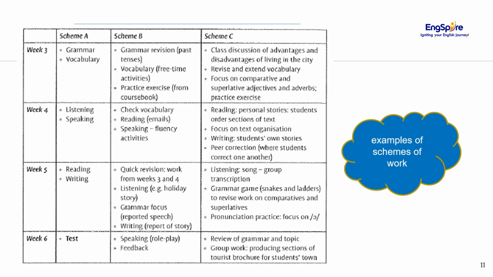For example, week 3 focuses on grammar revision and vocabulary. Week 4 checks vocabulary and develops reading and speaking. Week 5 revises previous work before introducing new grammar and writing. Week 6 finishes with speaking activities and feedback. This creates a logical learning progression. For these reasons, we can say that Scheme B is the most balanced and practical scheme of work among them.